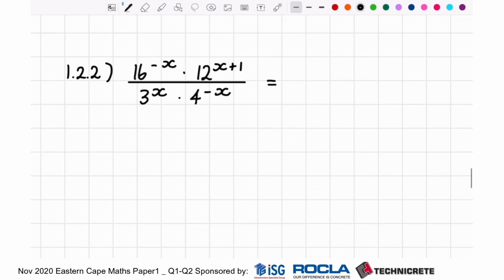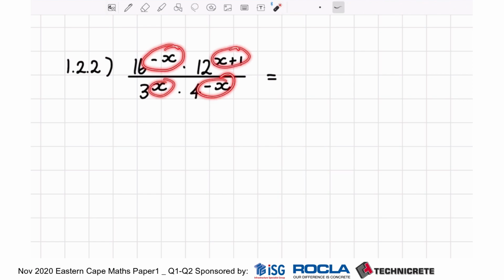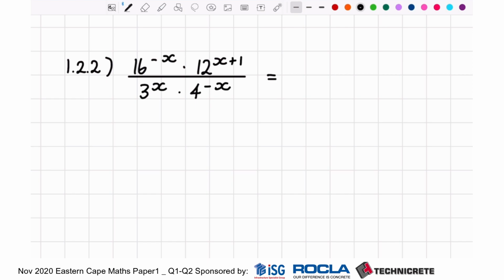All right, moving on to the next one, 1.2.2. I've got fractions again, and now I've got exponents, and these are being multiplied together. So the first thing to notice is that in my denominator, I've got 3 and 4 being multiplied together, and 3 and 4 are both factors of 12 and 16. So the first thing that I'm going to want to do is make the bases of the exponents look the same, because when the bases are the same, then I can apply some certain exponent rules.